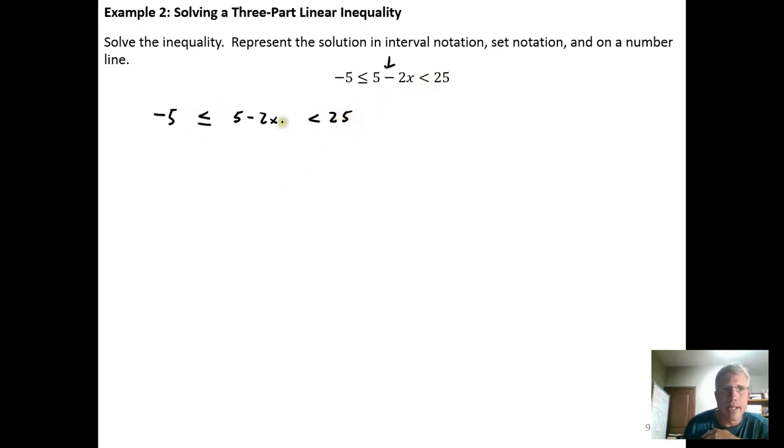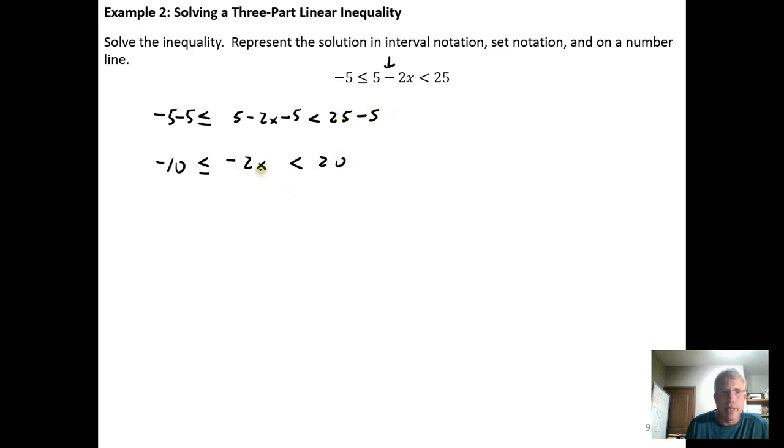I'm going to recognize that to get the x by itself, I'm going to start by subtracting 5 from all three sections of the three-part inequality. Bring down my less than or equal to. Negative 5 minus 5 is the negative 10. 5 minus 5 is 0, but that's going to drop down a negative 2x, which is going to be less than 25 minus 5 is 20.